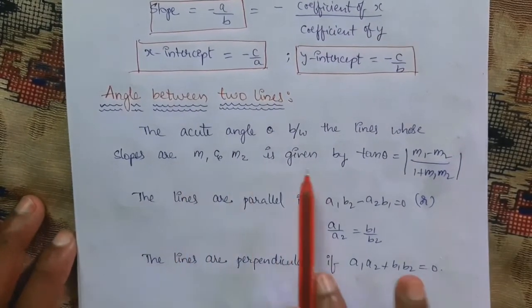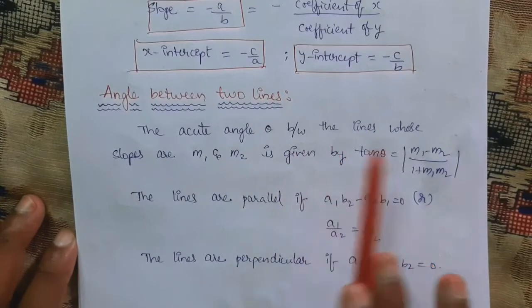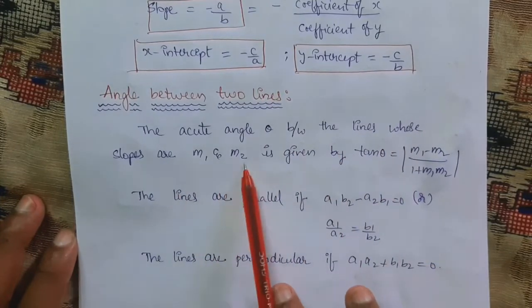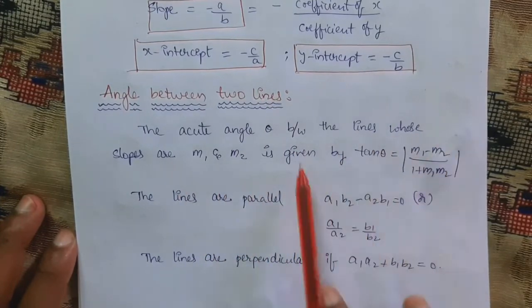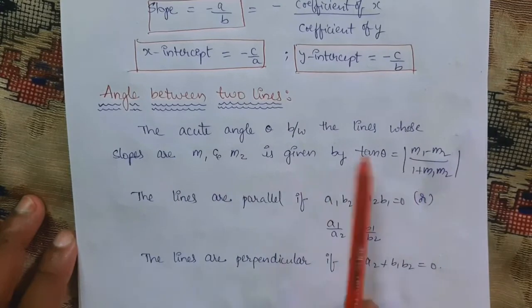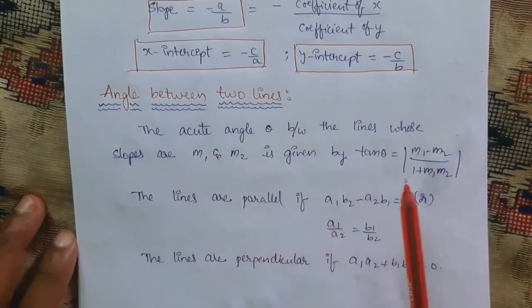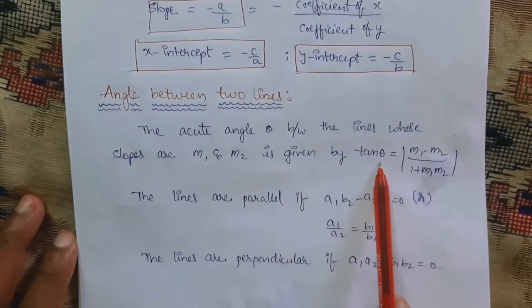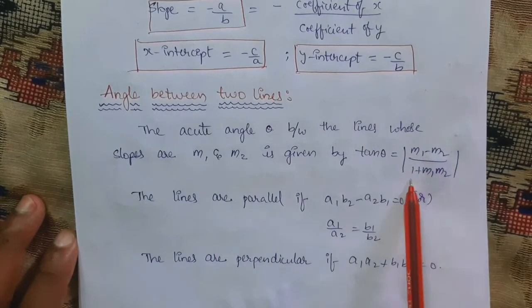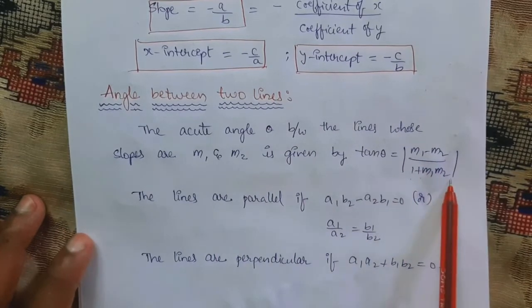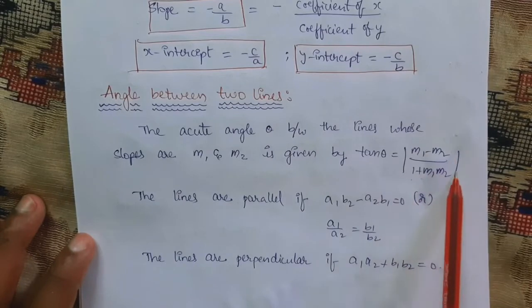Next, angle between two lines. We know that the acute angle theta between the lines whose slopes are m1 and m2 is given by tan theta. Whenever we are finding the angle between two lines, we will consider the acute angle only. That is, tan theta is equal to m1 minus m2 by modulus of 1 plus m1 m2. So this should always be positive, and that's why we keep the modulus here.